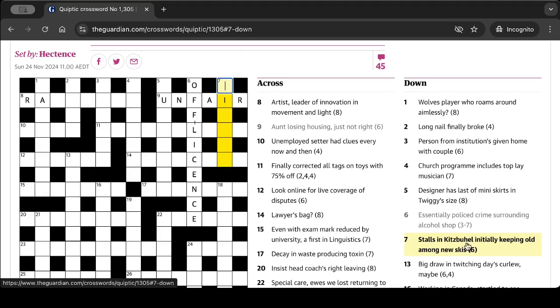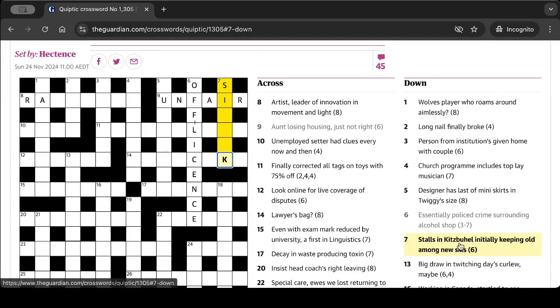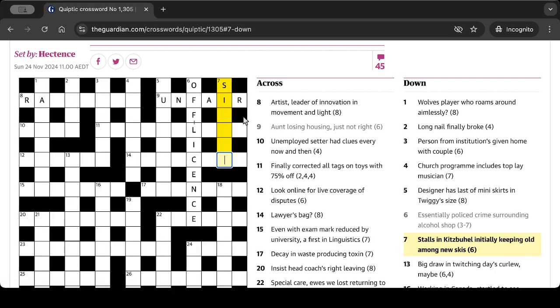We've got stalls in Kidspool, so SIK, and it's keeping something old. If that was the case, it could be something like SI, maybe a word ending in K. New skis. Actually, new skis could just be an anagram. So it might be that we've got in Kidspool initially, so the first letters, keeping old could be O among new skis. There's a lot of things here that could be mechanics, so I'm just going to leave it and come back to that later.